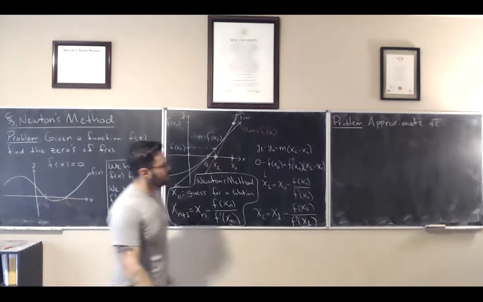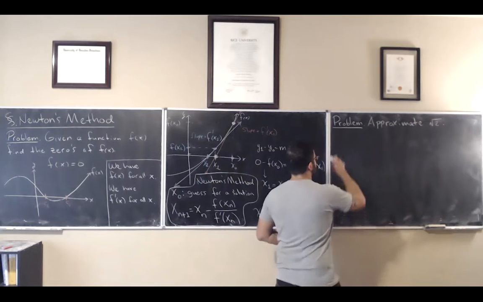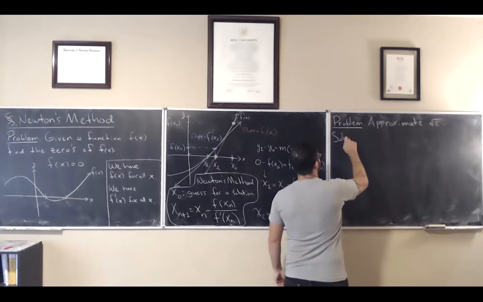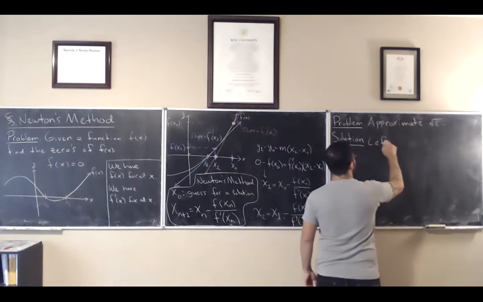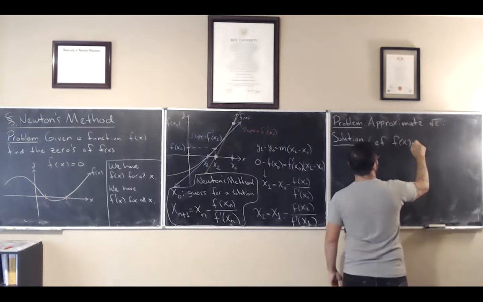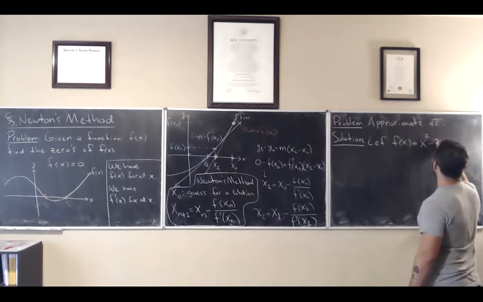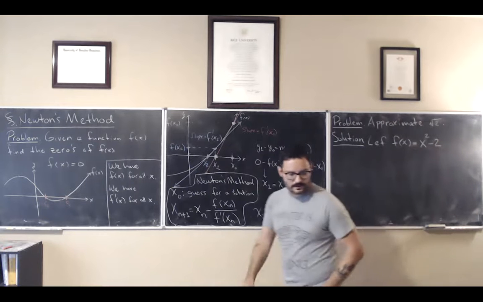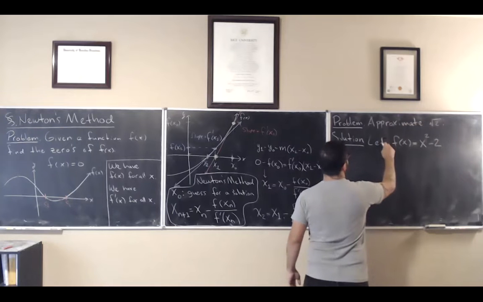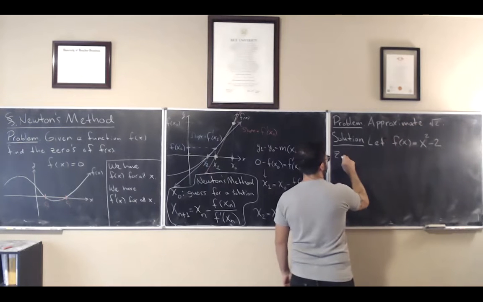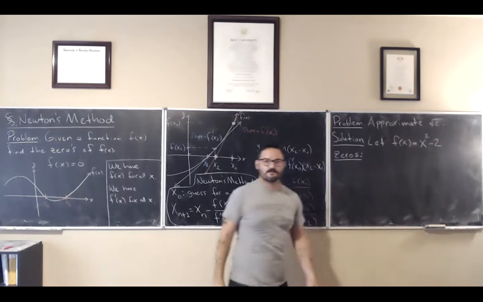well, one way is to say, oh, wait a minute, maybe if I'm clever, I can say, let f of x equal x squared minus 2. What are the zeros of this function? What are the zeros of this function? Values for x for which that's equal to 0.